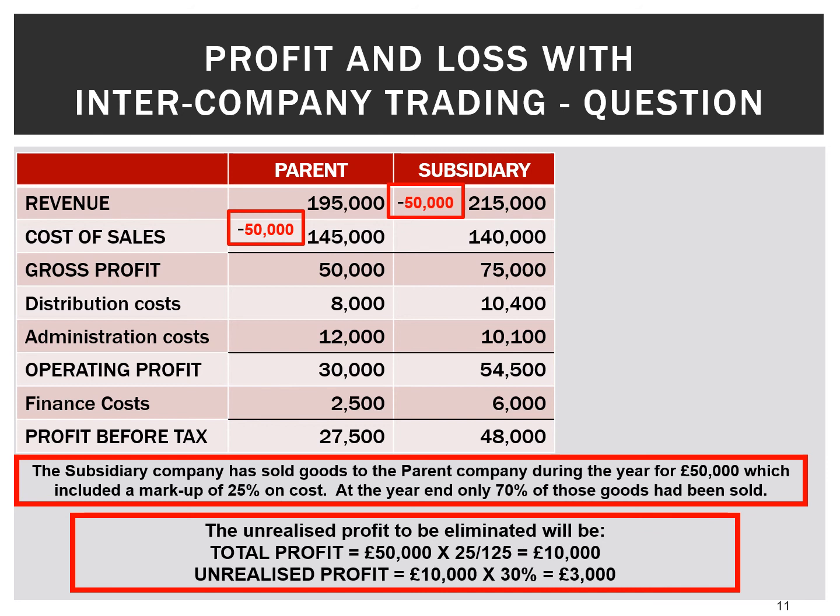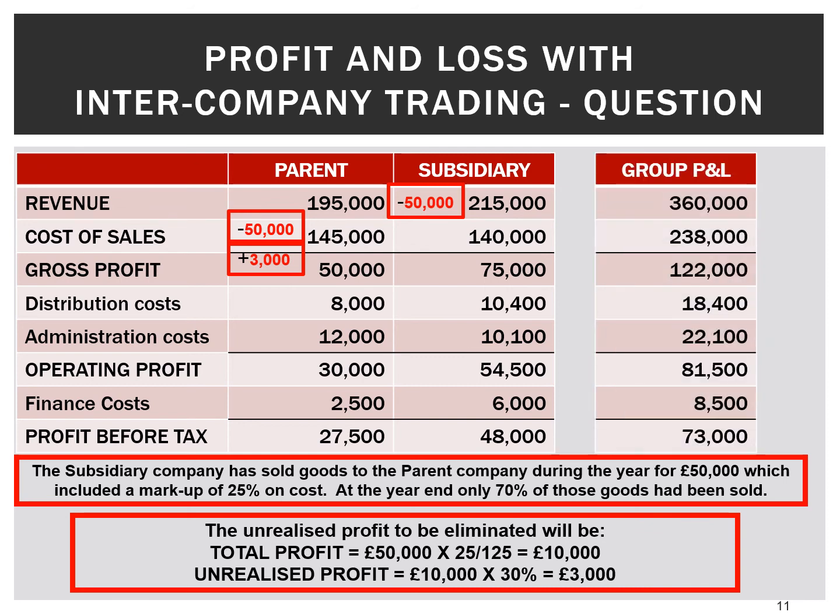30% of that hasn't been realized because the stock is still on the shelves, and so we've got to eliminate that, which is a £3,000 adjustment, and that's added to the cost of sales figure. So we've got a net adjustment to cost of sales of minus 47,000. That will then produce a group profit and loss account as shown there, showing a gross profit of 122 and a profit before tax of 73.